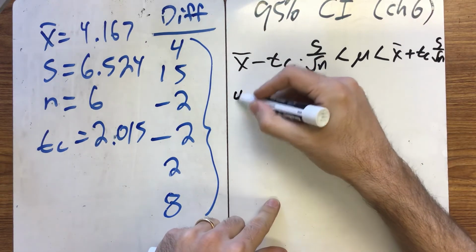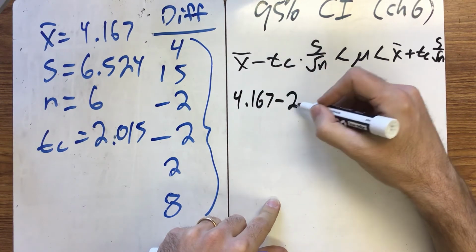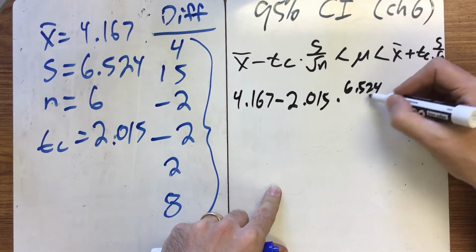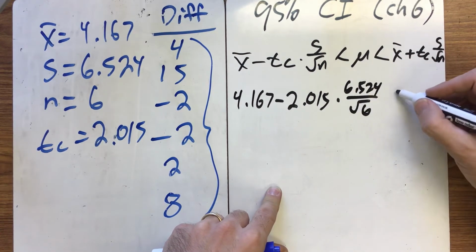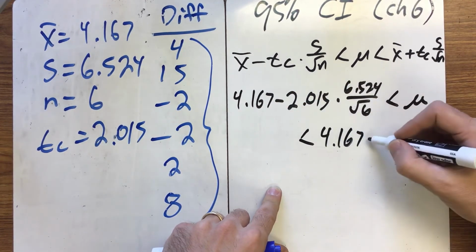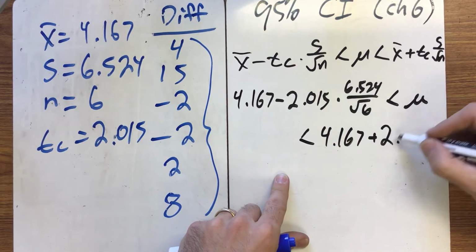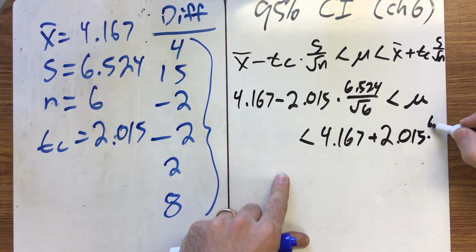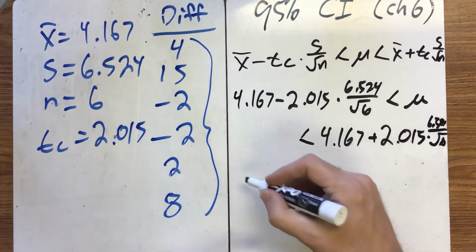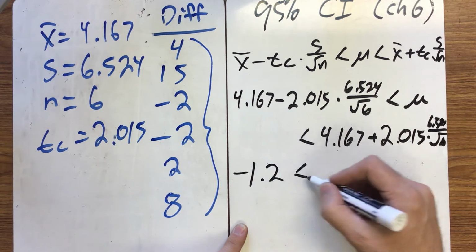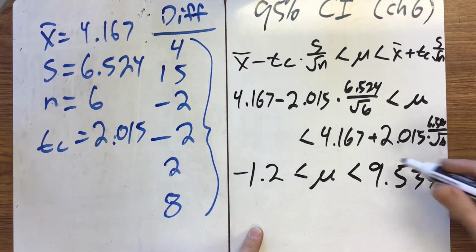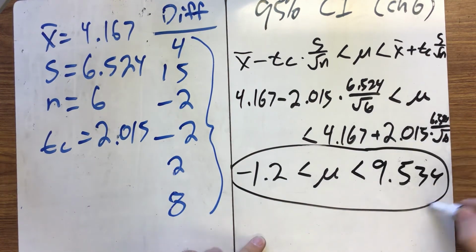So we've got 4.167 minus 2.015 times 6.524 divided by the square root of 6 is less than mu is less than, and then we write all that again with a plus sign instead of a minus sign here: 2.015 times 6.524 over the square root of 6. Sorry about my writing. I type all this in my calculator and I get negative 1.2 is less than mu is less than 9.534.